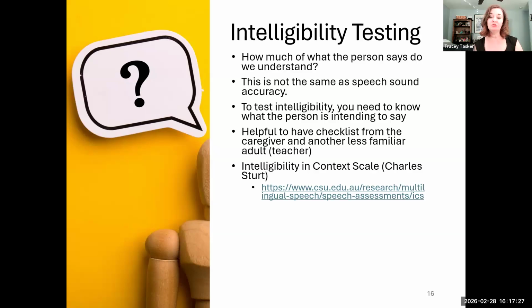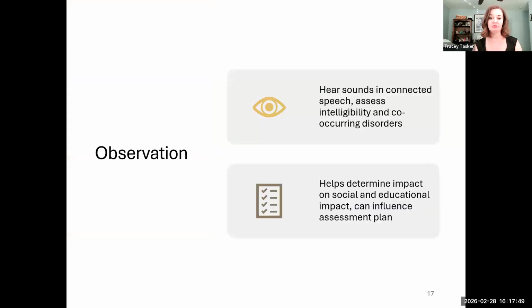Here's a link to this wonderful Charles Sturt University, which gives us so many free resources. They have one that I use all the time called the Intelligibility and Context Scale. And the amazing thing about it is they also have it in many different languages. So if you're working with a family whose first language is not English, then you can give it to them in their language. Okay. So let's talk about observations.